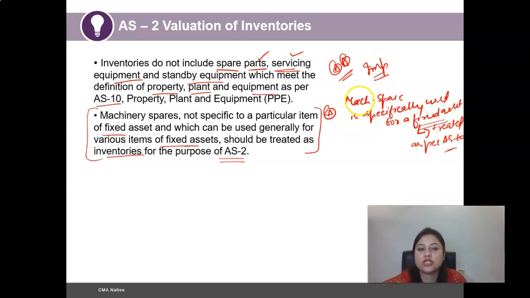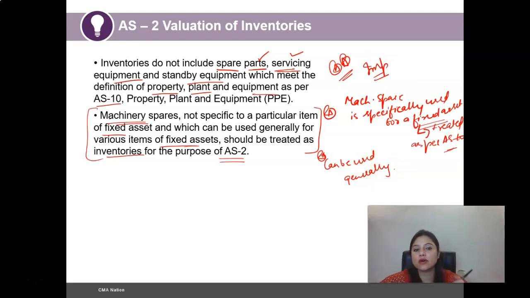So the cost of such machinery spare will be included in that particular fixed asset, and that particular fixed asset would thus be treated as per AS 10, which is based on the definition of property, plant and equipment, and will thus be treated as a fixed asset only, or a component of the fixed asset, thus treated as per AS 10. However, if that particular machinery spare does not belong to a particular item and can be used generally for various items of the fixed asset, it becomes generic.